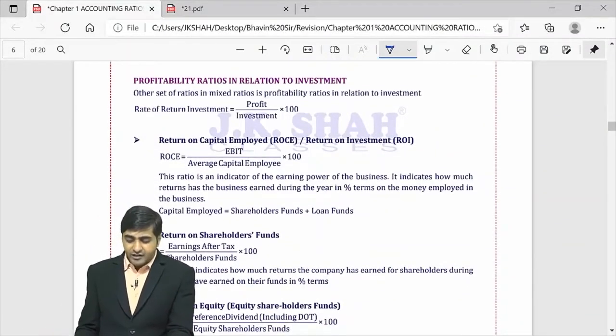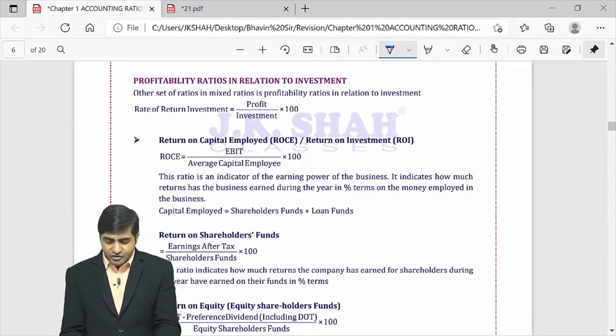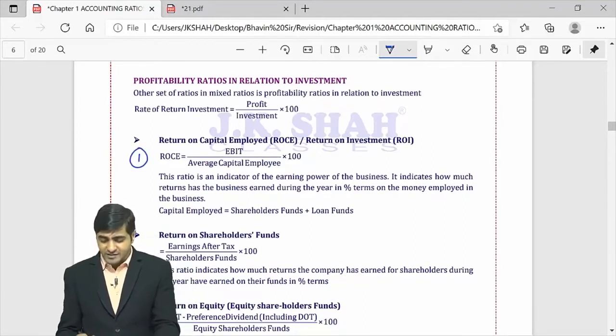Now let us talk about the profitability ratios. While calculating profitability ratios, we have return on capital employed, which is EBIT upon average capital employed into 100. In this particular case, sometimes the opening figure will not be available, and in almost all the cases for return on capital employed, we will take EBIT upon capital employed into 100.